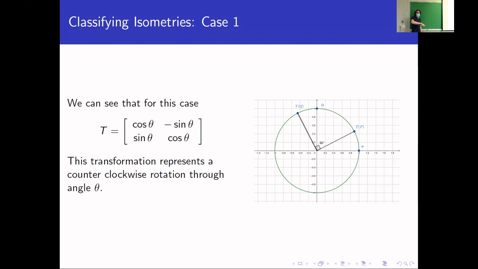You take the destination of the first basis vector and you put it in the first column. And then you take the destination for the second basis vector and you put it in the second column. So this is the matrix that would give us that transformation. And it represents a clockwise rotation, no, counterclockwise, it even says it right there, a counterclockwise rotation through angle theta, okay? And this kind of agrees with what we were seeing before.